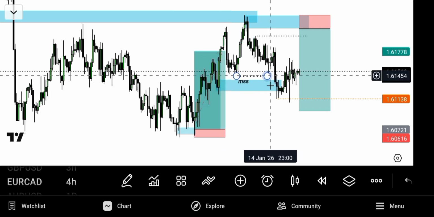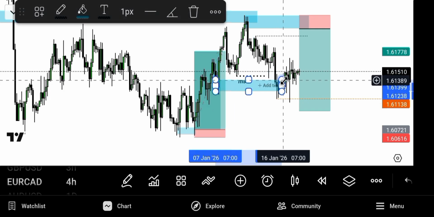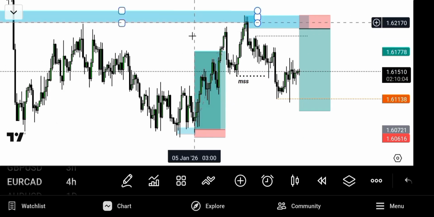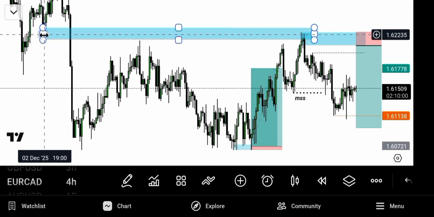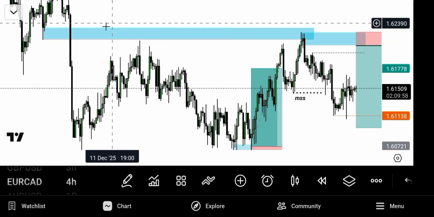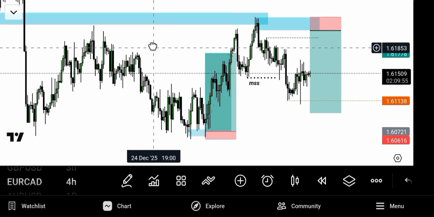That's why we want to look for a couple of criteria. The first criteria is we want to make sure that this is actually happening at a key level. And as you can see here, this was actually happening on a breaker block, which was the catalyst to the downward move we're expecting.